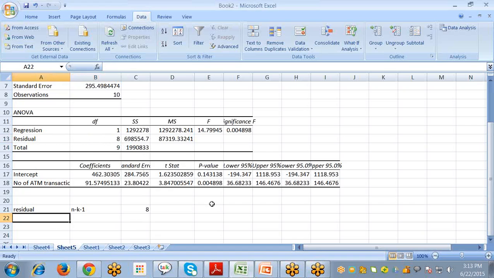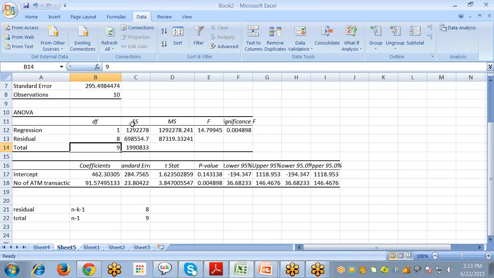And now total is just the number of observations minus 1. That means the number of observations I have is 10, minus 1, and that is the total. So this is your degree of freedom for all of these values: regression, residual, and total.